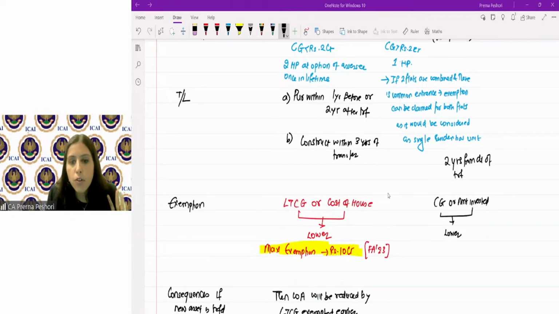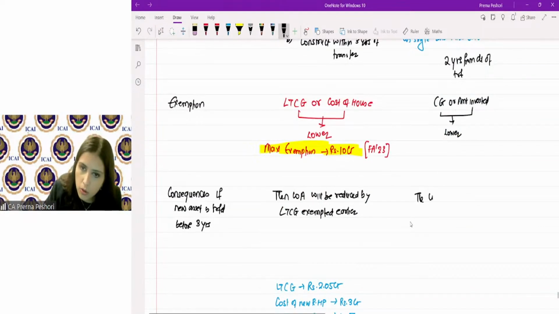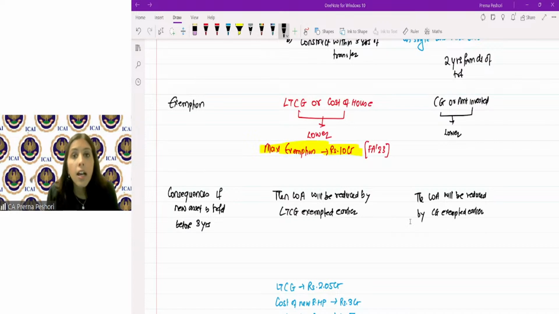Now in 54B, in case you transfer the land again before 3 years from the date of acquisition, then the exemption which has been given to you earlier will be reduced from the cost of the asset when you transfer. So this will be the same. The cost of acquisition will be reduced by capital gain exempted earlier. But that would be the case only when it's an urban agricultural land.